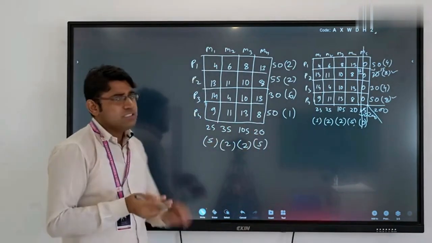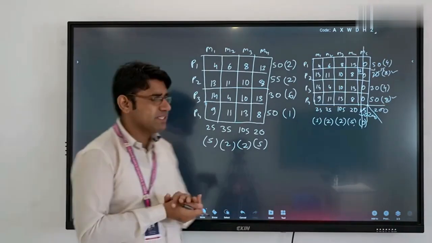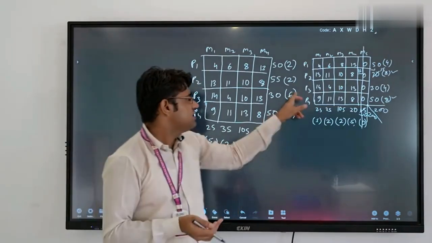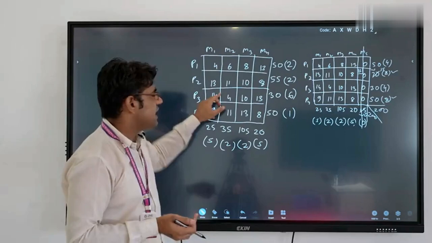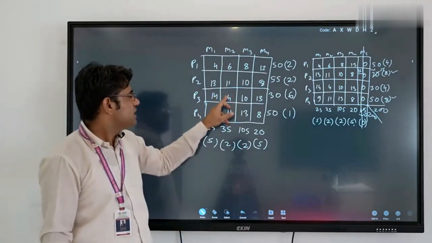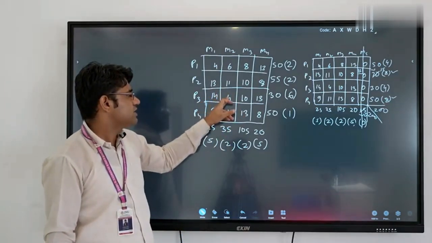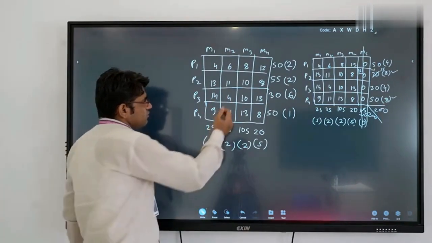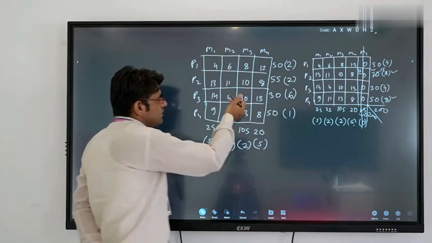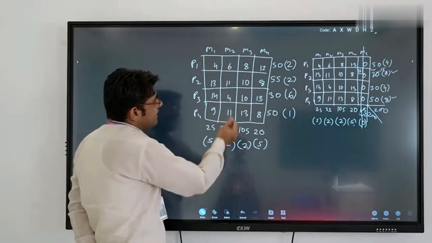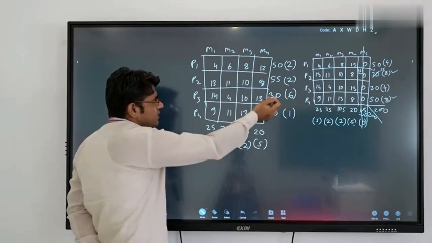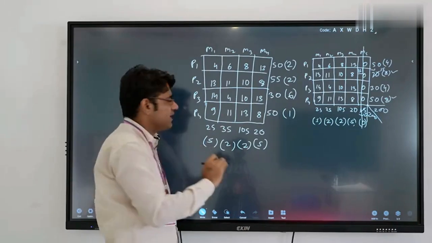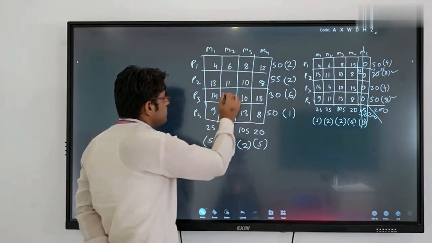Now we check the largest penalty. Here the largest penalty is 6. So in this row, check the smallest cost entry cell. The smallest cost entry cell is 4. So we check the availability of this 4. Here demand is 35 and supply is 30. So we allocate the minimum of 30 and 35, which is 30.